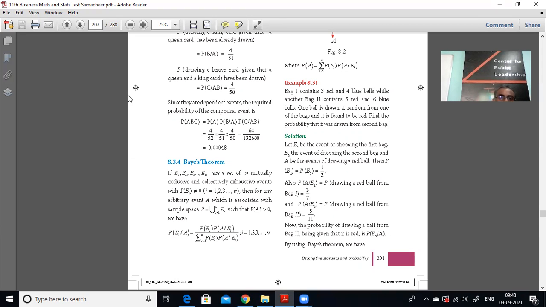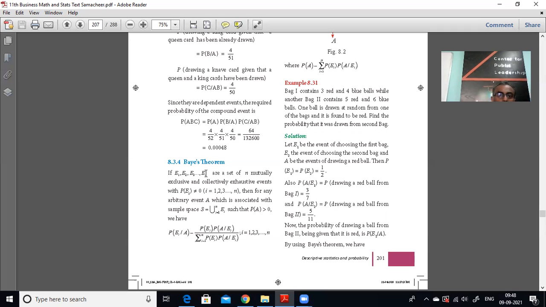Now come back to Bayes theorem, and you will understand this very well. If E1, E2, E3 up to En are a set of n mutually exclusive and collectively exhaustive events. For example, there are only two bags, so it is collectively exhaustive. Either you take from bag 1 or from bag 2. If you take from bag 1, then you are automatically not taking from bag 2, and if you take from bag 2, you are not taking from bag 1. So they are mutually exclusive events also. This is a perfect example.